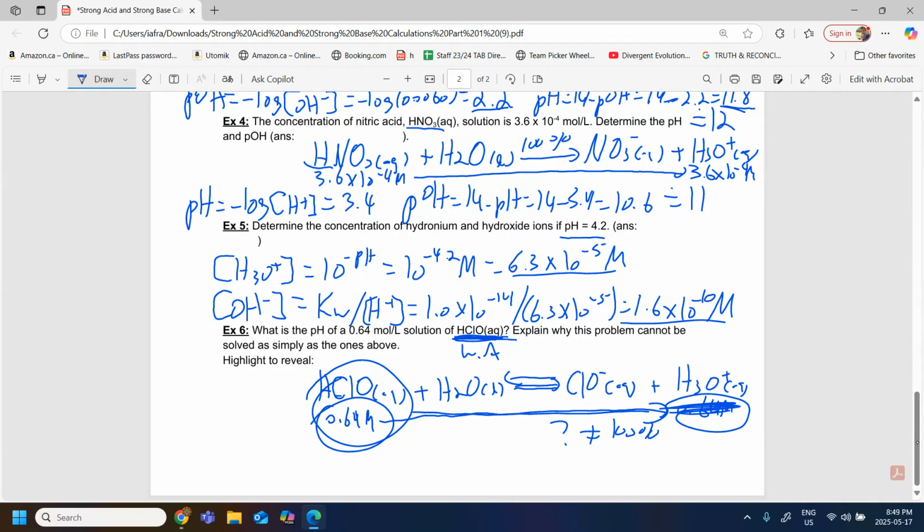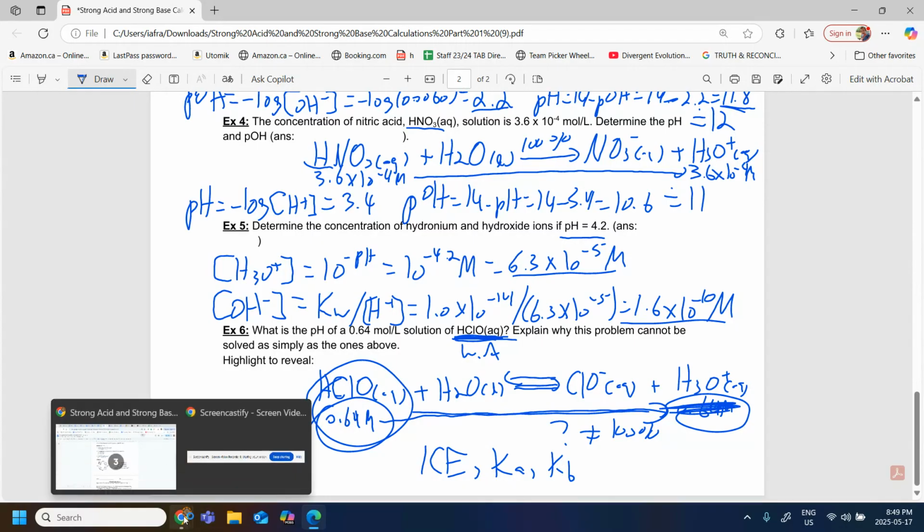So to do this, we're going to have to employ a different technique. And that different technique is likely going to involve ICE tables, Kas, and Kbs. And that's part of the next lesson, which is calculations involving weak acids and weak bases.